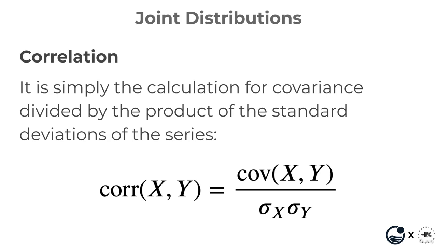So it's simply the calculation for covariance divided by the product of the standard deviations of the two series. On the bottom here, you have the standard deviation of the X data series multiplied by the standard deviation of the Y series. And you're just taking that value and then dividing the covariance value by it. So why would you do this?